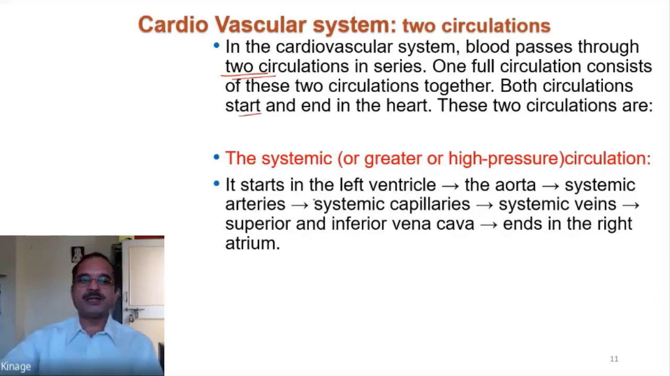In the systemic circulation, it starts from the left ventricle of the heart. From the left ventricle, it enters the aorta, then the systemic arteries, then systemic capillaries, systemic veins, and then the superior and inferior vena cava, and ends in the right atrium. In these capillaries, the exchange takes place. Oxygen is supplied and the carbon dioxide is given out. So the deoxygenated blood is given to the systemic veins and then it goes to the heart.